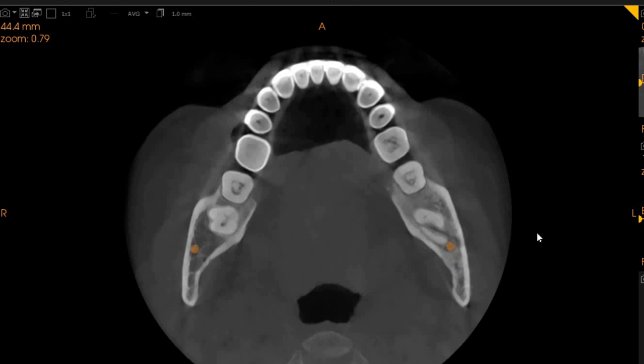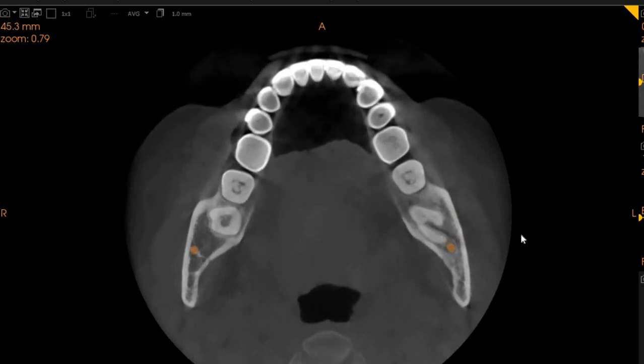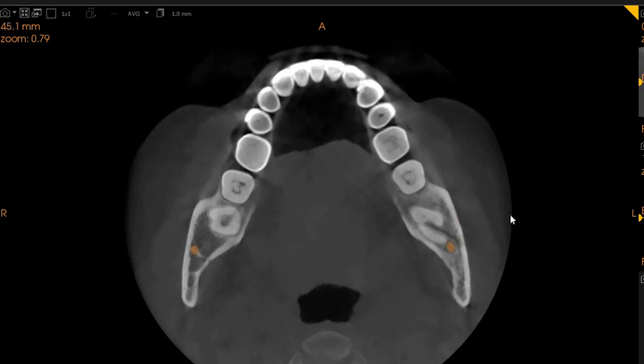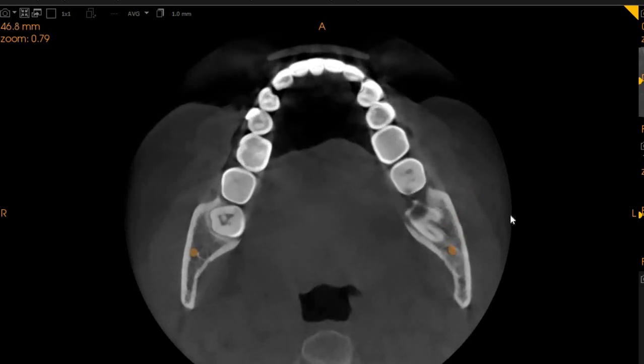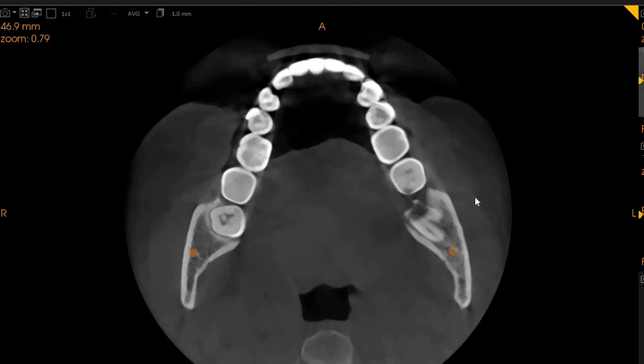Here again you can see that the nerve is in complete association with the distal root of this tooth, and at no point is the distal root not connected with the inferior alveolar canal. So there is definitely a risk for nerve damage when this tooth is extracted, and significant post-operative measures need to be taken in order to minimize any trauma to the nerve during extraction.